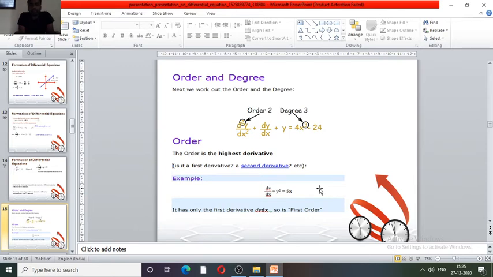Basically in this topic, using the given equation, we want to find the actual differential equation which satisfies this family. Later I will discuss the order and degree of a differential equation.